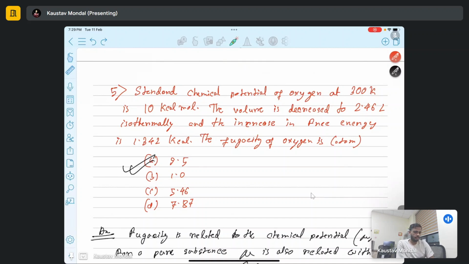Okay, so this is basically the procedure for how to solve this problem. If all these things are given, chemical potential, volume change, how can you calculate the fugacity? This is the main thing, the way you can calculate it, like in a few future problems also. Okay, so now we will do the next problem, which is problem number 6.